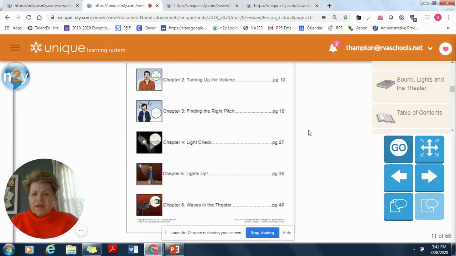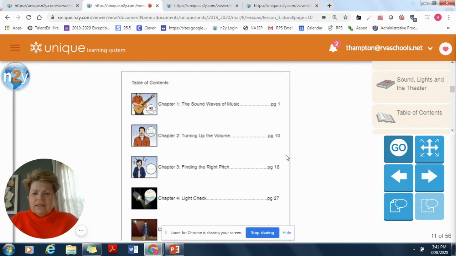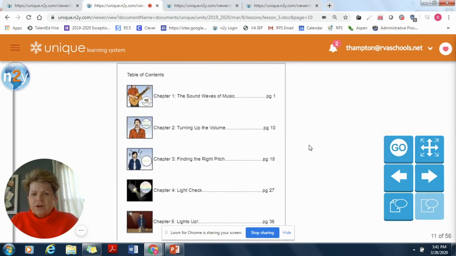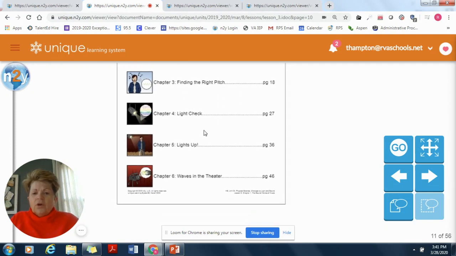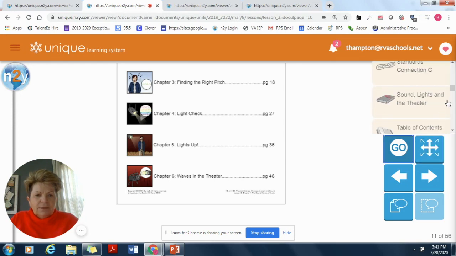Now we're going to take a look at the table of contents. Anytime you're in a chapter book, you're going to have the table of contents, and it's going to tell you what each of the different chapters are about. So chapter 1 begins on page 1, and it's entitled The Sound Waves of Music. Then there's chapter 2, which is Turning Up the Volume. Finding the Right Pitch is chapter 3. Chapter 4 is Light Check. Chapter 5 is Lights Up, and chapter 6 is Waves in the Theater. So let's go ahead and begin our story.